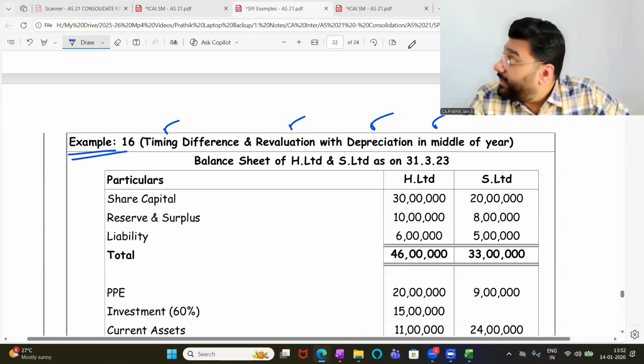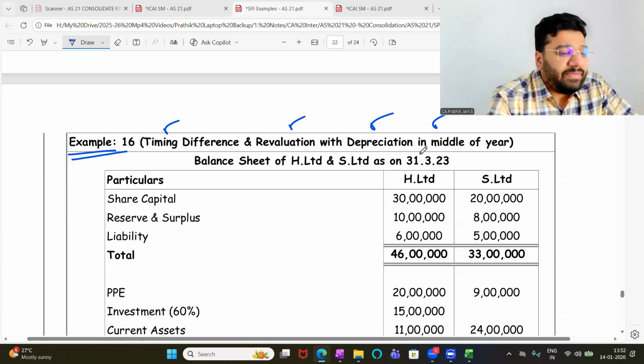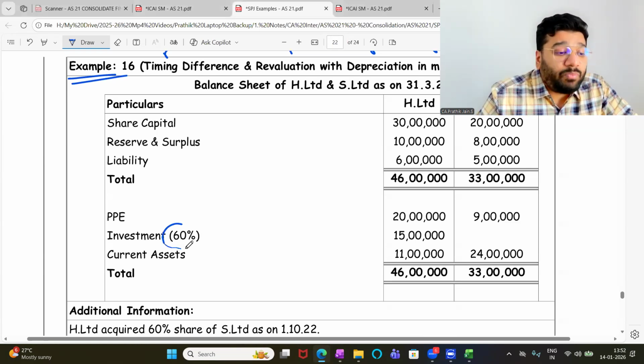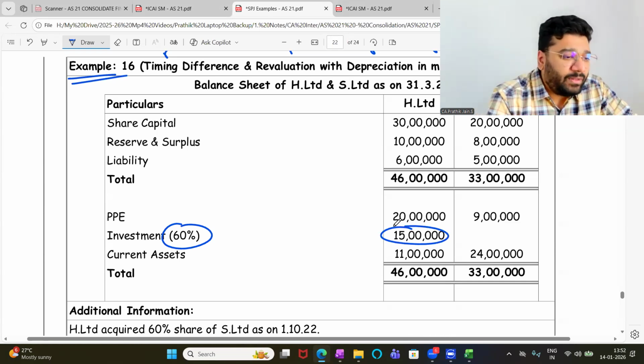Yes, people, welcome back from the break. So let's continue with example 16. Share capital is given, reserve and surplus is given, liability is given, PP is given, investment 60%. Point to be noted, it is 60%. 15 lakh is the cost of investment. Current asset is given.